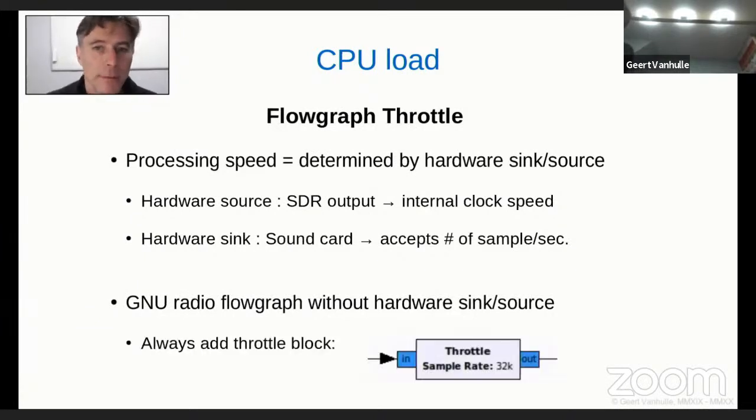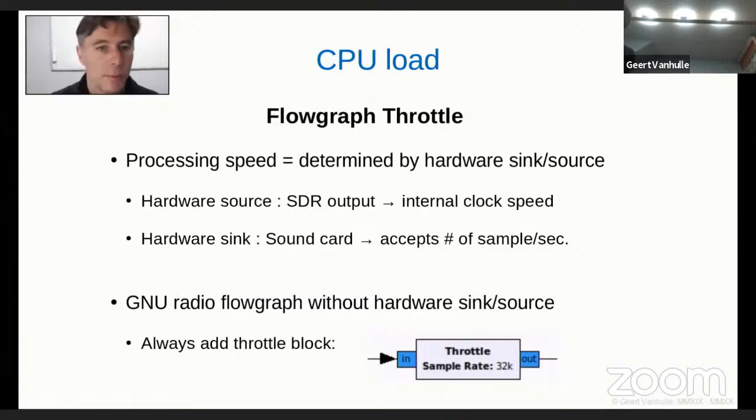So for this reason, in a flow graph, if we use only virtual sources and sinks, we will have to add a throttle block. And this throttle block is doing nothing more than squeezing down the speed with which the samples are being processed by the CPU. It creates some kind of virtual hardware that is slowing down the samples to a certain rate. So the sample rate set here will be the sample rate that the CPU will process the samples.